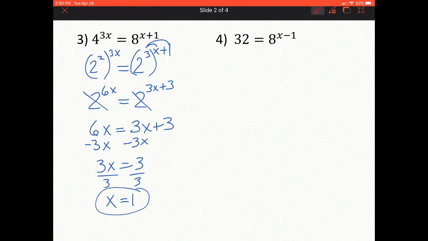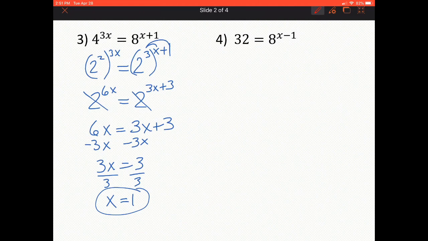All right, example 4. So let's again take a look. So can we write 32 as 8 to some power? Well, 8 to the first is 8, 8 to the second is 64, so no. So that means we're going to have to change both of them. So I can write 8 as 2 to the third.